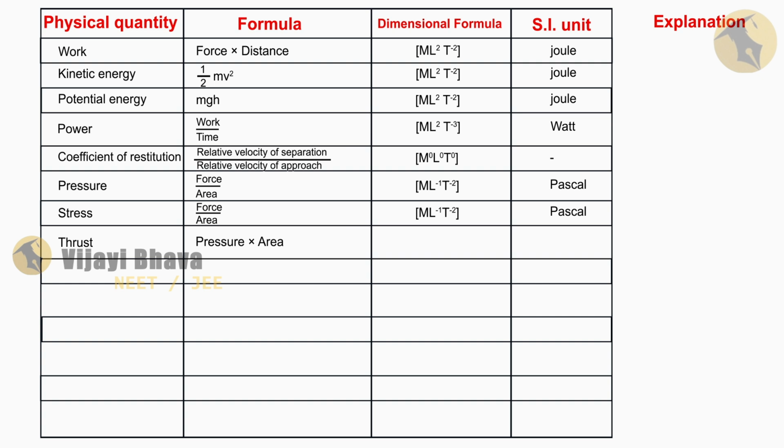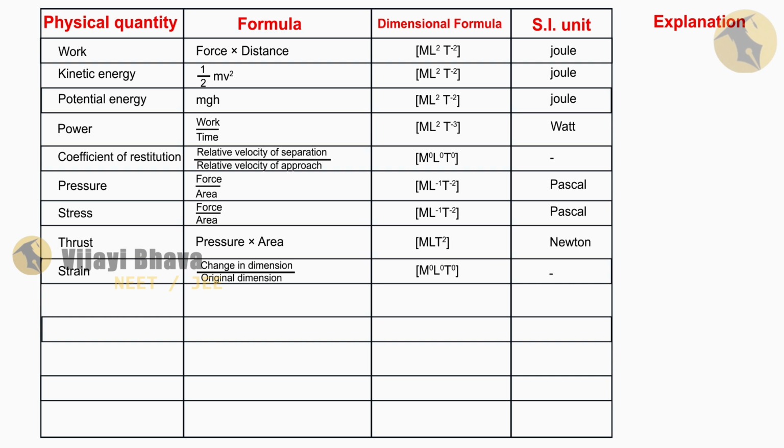We have the dimensional formula of pressure as M1 L minus 1 T minus 2 and area as L2. So the dimensional formula for thrust becomes M1 L1 T minus 2. The next one is the strain. Strain has a formula change in dimension by original dimension. As this is the ratio of two similar physical quantities, this does not have any dimensional formula. Thus it can be taken as M0 L0 T0.